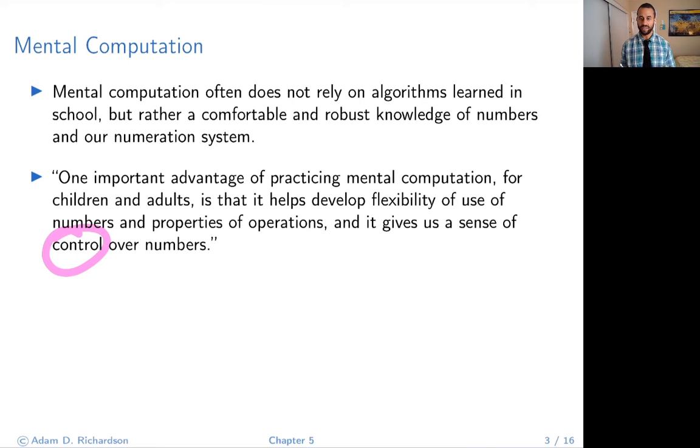Or if the numbers are big or messy looking, it feels like they have control over you. And we want to have the opposite relationship. We want to have control over the numbers. And the only way you can do that is with developing flexibility and numeracy and understanding our numeration system, et cetera, et cetera. Okay, so here's an example.